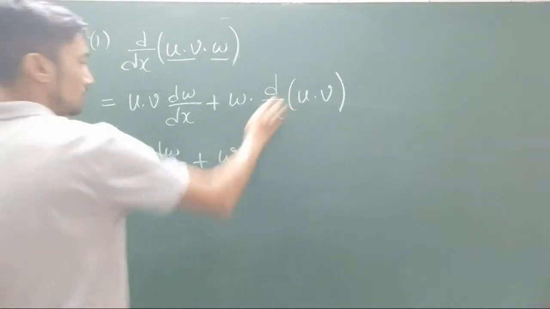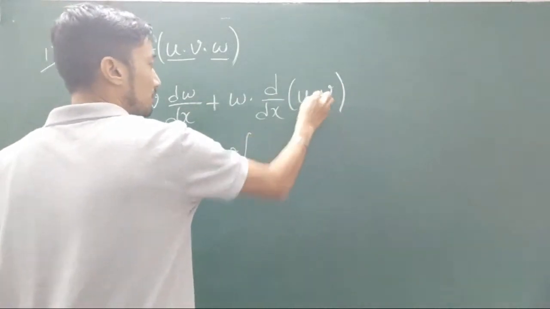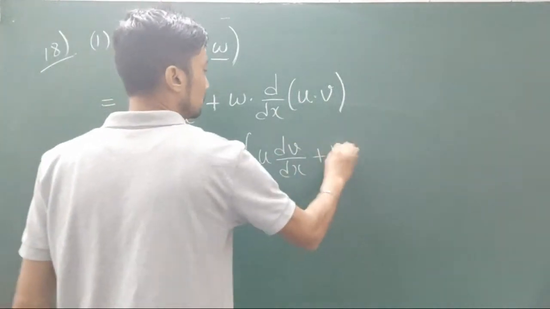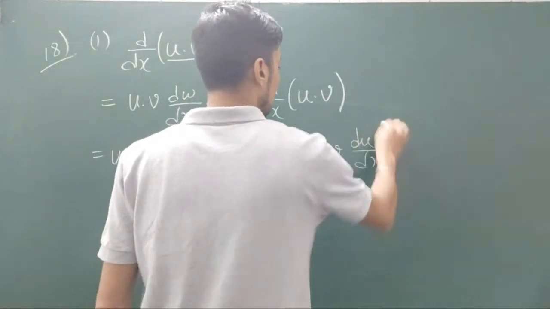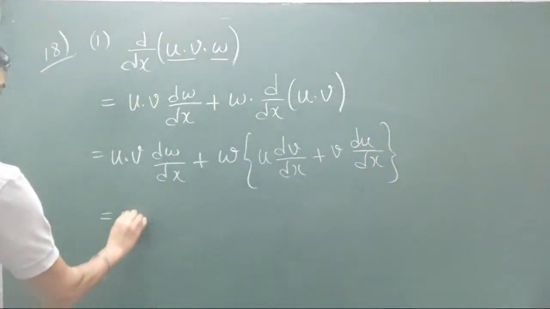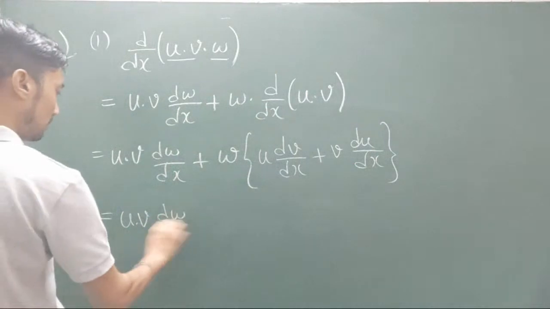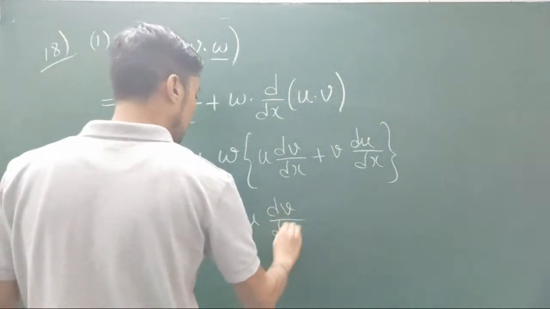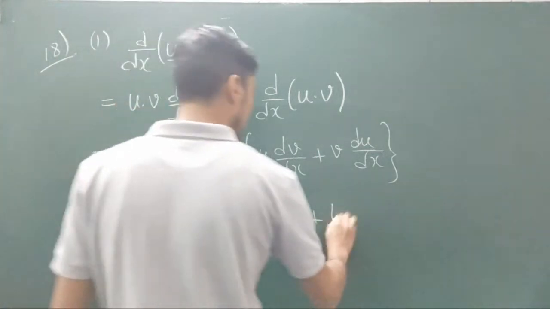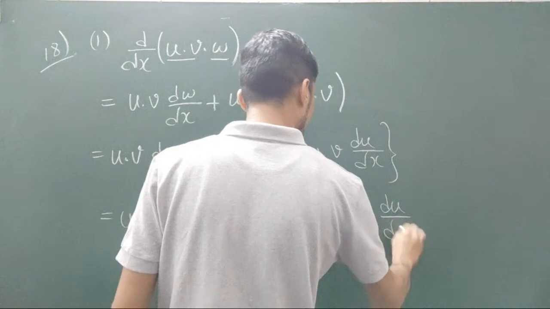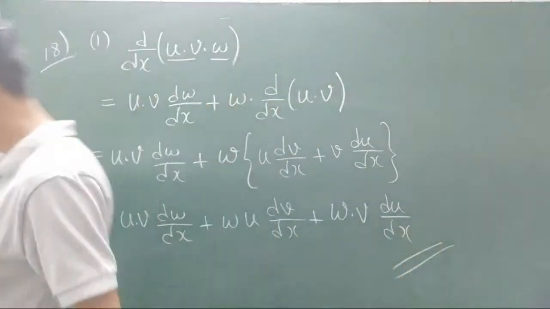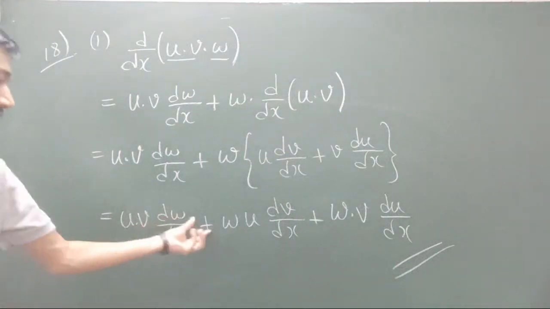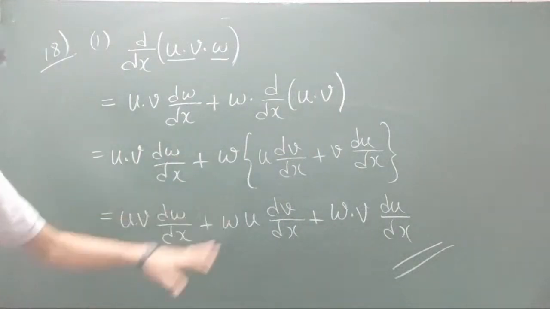Here we will have to again apply the product rule because this is a product of two functions. So that's going to be u dv plus v du. If we just multiply, that is u into v dw with respect to x plus w into u dv with respect to x plus w into v du with respect to x. Now you can compare and check with the left hand side. I think everything is fine there.